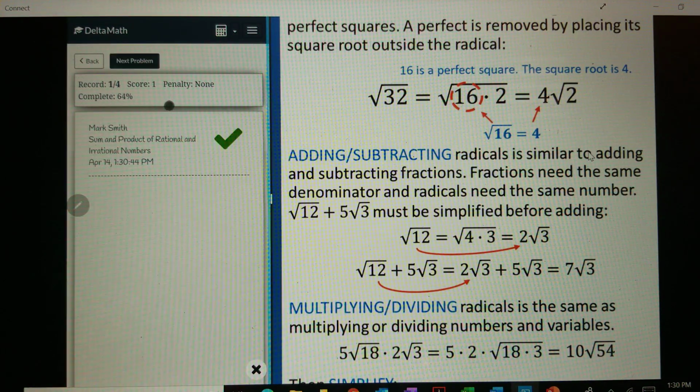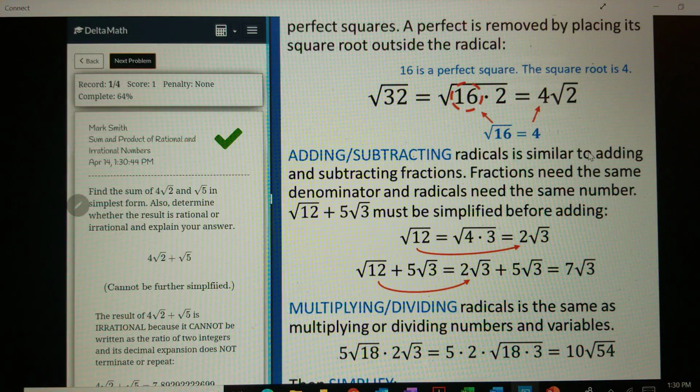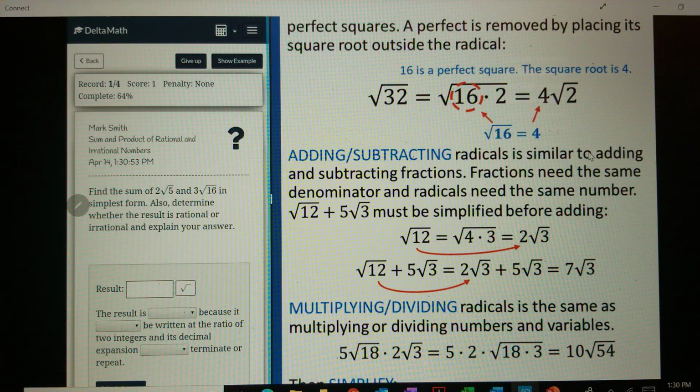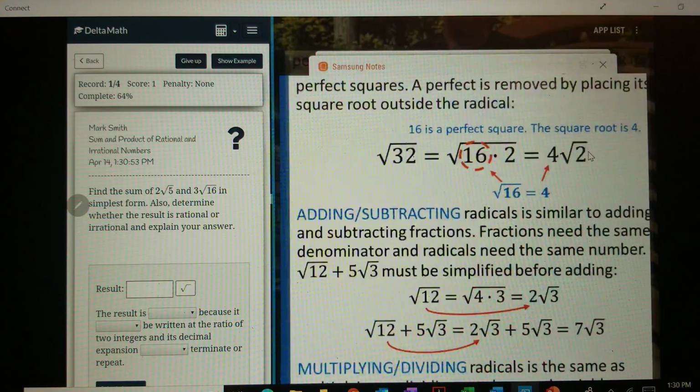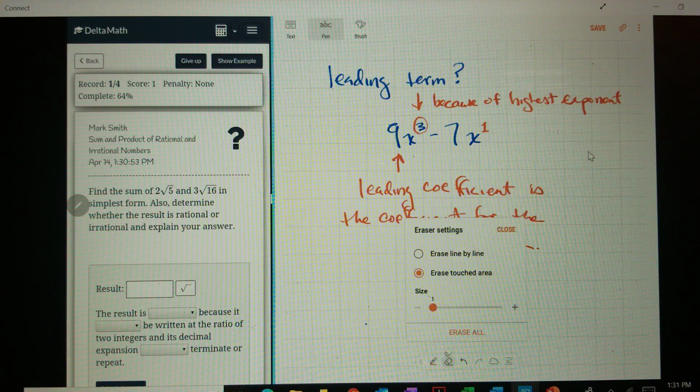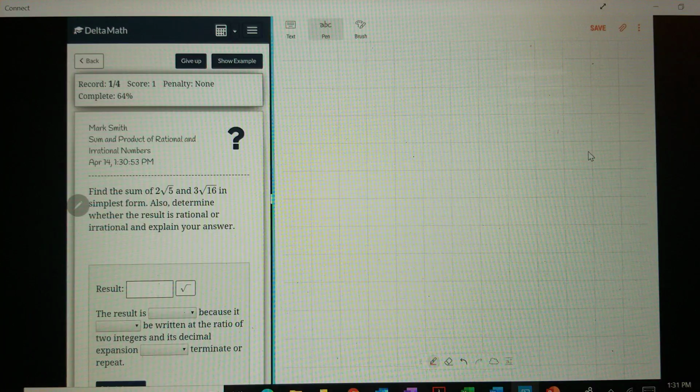And let's see what we get. Yes, that was correct. So this cannot be further simplified. Let's do another one and see if it can be simplified first. We're going to clear our scratch pad here. We're going to look at this, and it says find the sum. So can we add 2 to the square root of 5, and can we add 3 to the square root of 16?